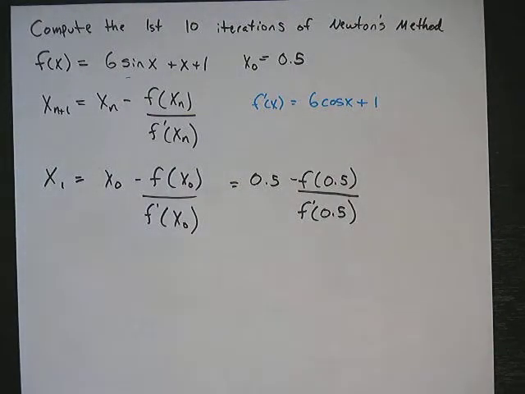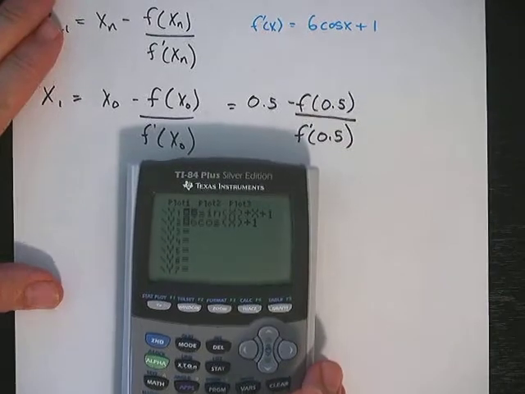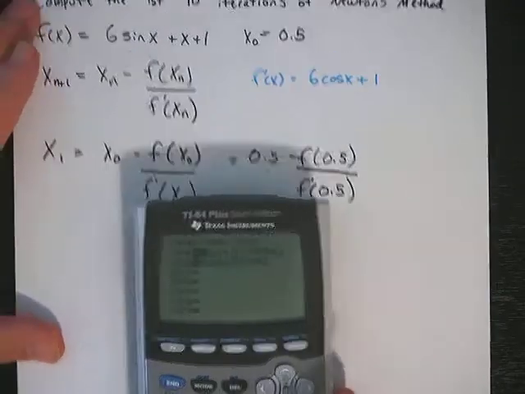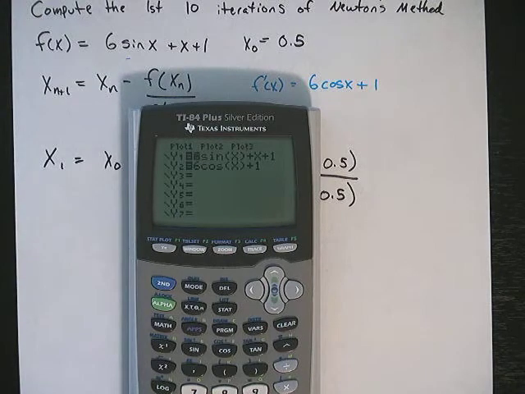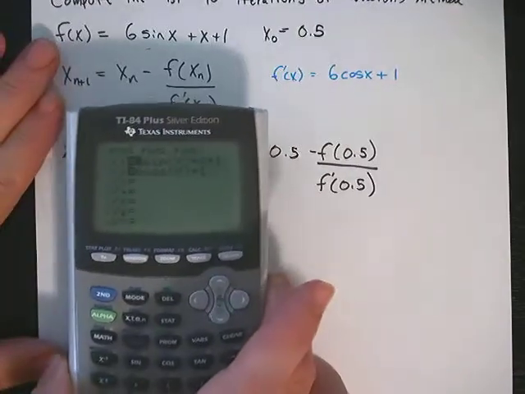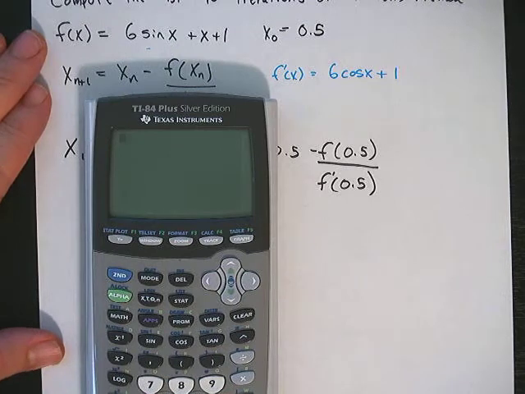All right, so at this point we're going to go to our calculator because we're going to be doing this 10 times, so we want a way that we can do this rather quickly. What I've done is I've typed in the original function, f of x, 6 sine x plus 1 into y1, and in y2 I typed in the derivative function. Now I can go out to my home screen, and the first thing I'm going to do is type in 0.5 and hit enter.